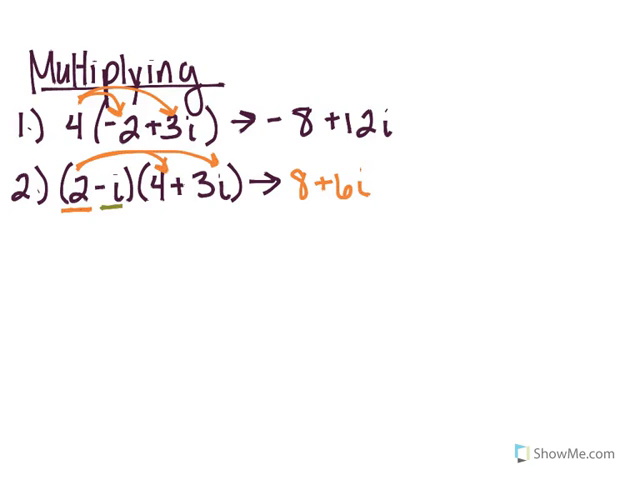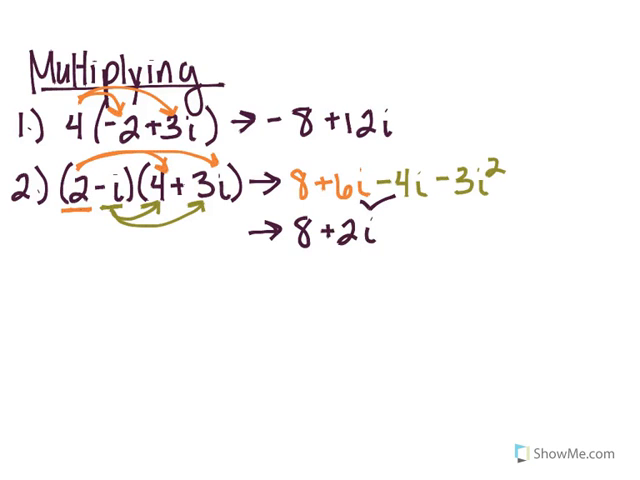I'm now going to take the next part, the negative i, and I'm going to distribute it here and here. So negative i times 4 is negative 4i, and negative i times positive 3i is negative 3i squared. So we have to do some simplifying here. And I've got too many things going on at the same time. I am going to go ahead and bring down my 8. I'm going to combine these two as well because they're like terms, which is going to yield a positive 2i.